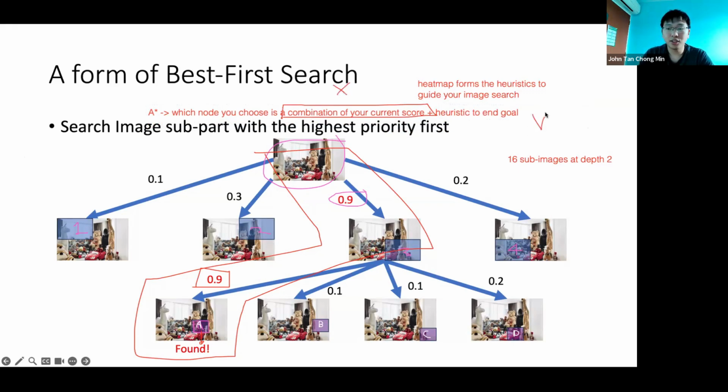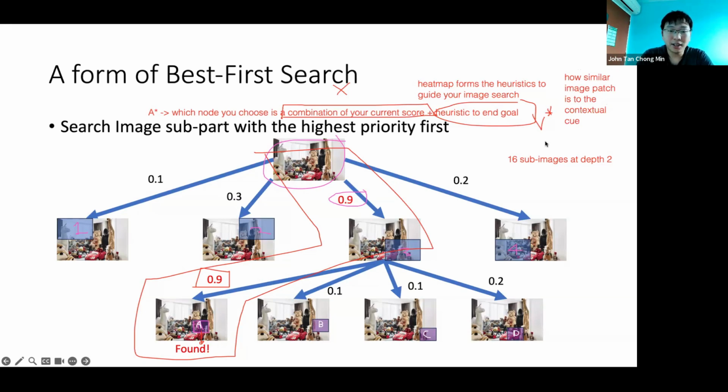So V star, what they actually have, they only have the heuristic to the end goal, like how far it is to the end goal. So the heuristic is basically how similar image patches are to the contextual cue. So that is the heuristic they use using the heat map. And I think that is a very, very good idea. Yeah, I quite like this idea of focusing.